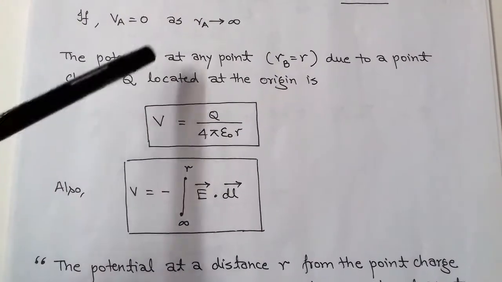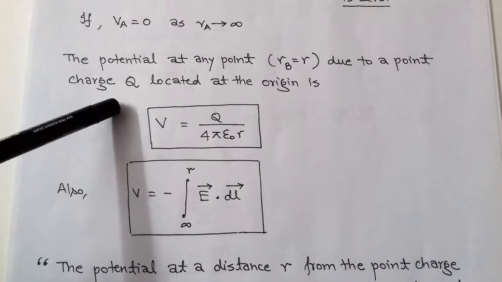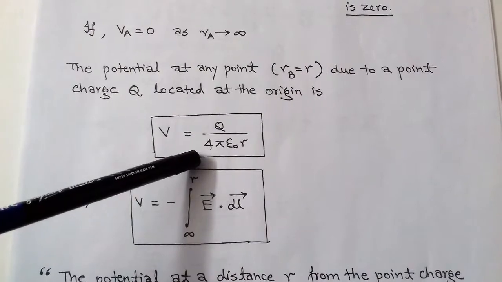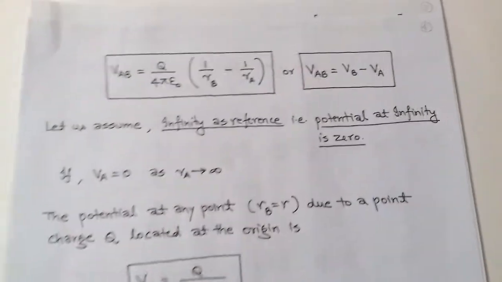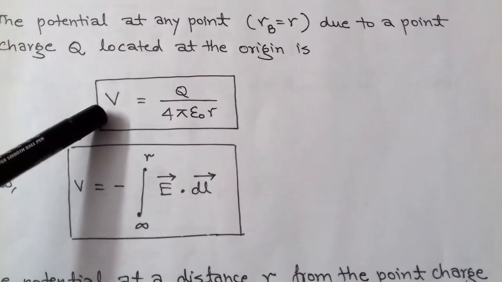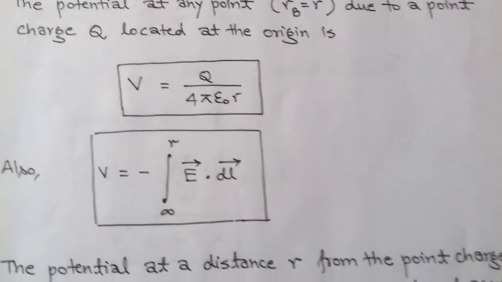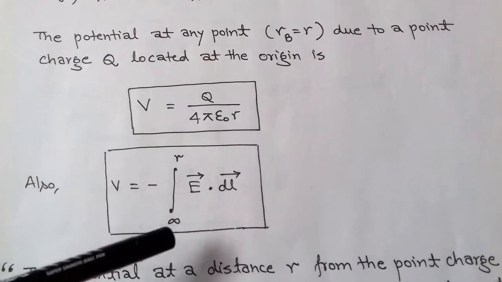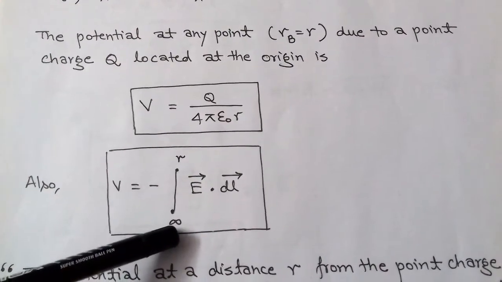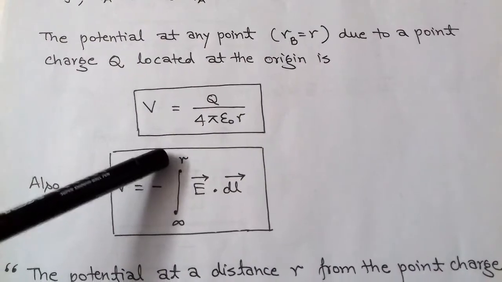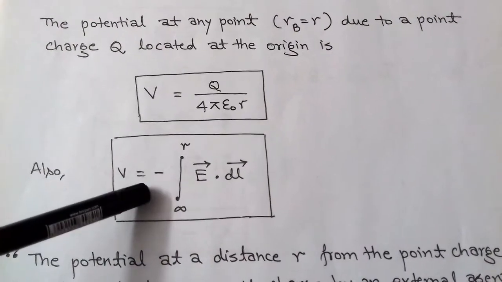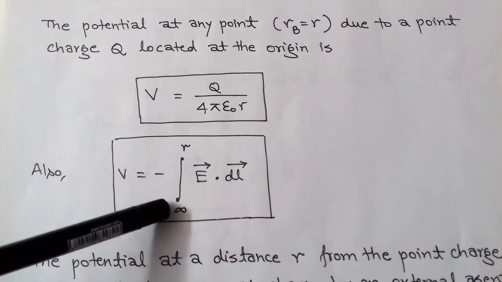In general, the potential at any point, that is RB equals R, we take a general point, due to a point charge located at the origin is V equals Q upon 4 pi epsilon naught R. So this is a general formula to determine the potential due to the point charge Q located at the origin. And here the initial point is infinity, and the final point is any point.